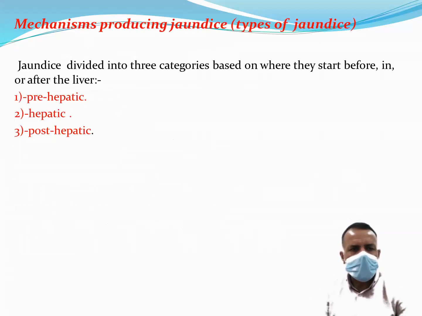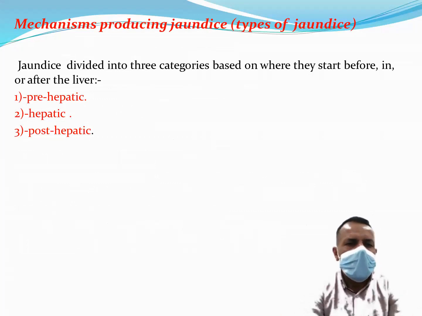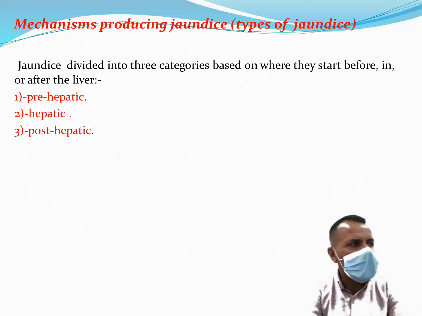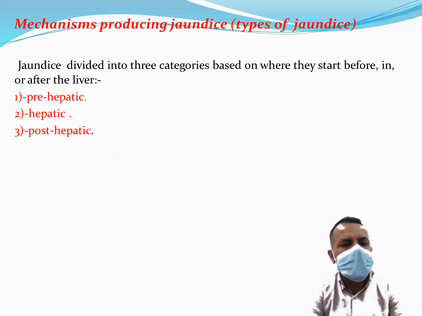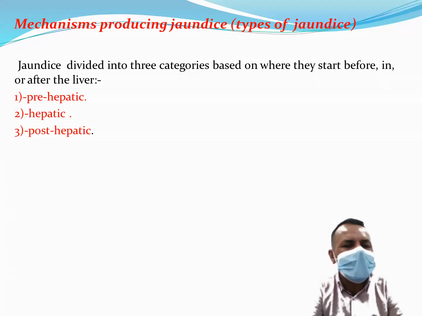The types of jaundice. Jaundice can be classified according to the site of the disease. So jaundice is divided into 3 categories based on where it starts: before, in, or after the liver. Before the liver is called prehepatic jaundice. Inside the liver is called hepatic jaundice. Beyond the liver is called post-hepatic jaundice.